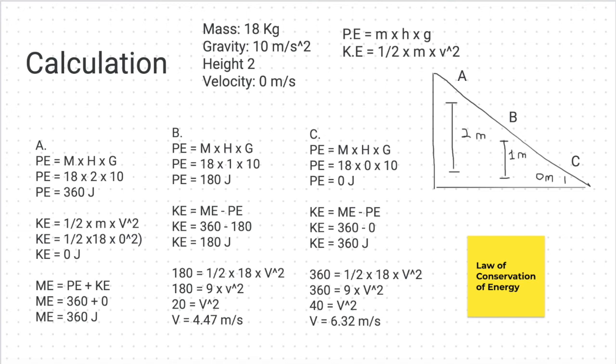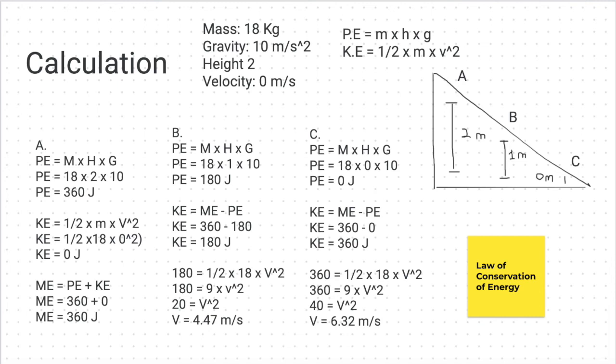And for position B, we do the same calculation as A, which to find the potential energy, we multiply the mass, height, and gravity, which is 18 multiplied by 1 and multiplied by 10, equal to 180 joules. But in position B, to find the kinetic energy, we must subtract the potential energy from the mechanical energy, which is 360 subtract 180 equals 180 joules.